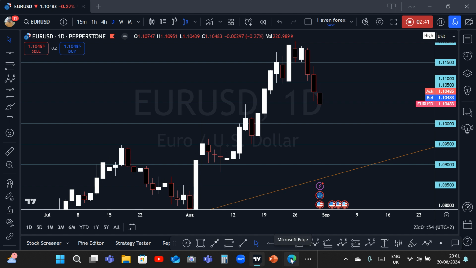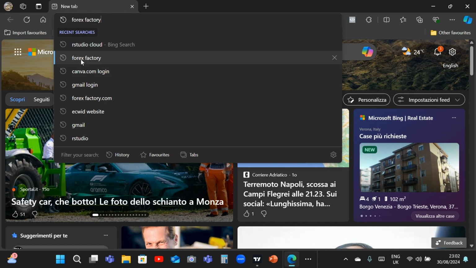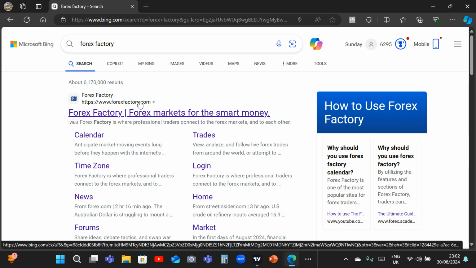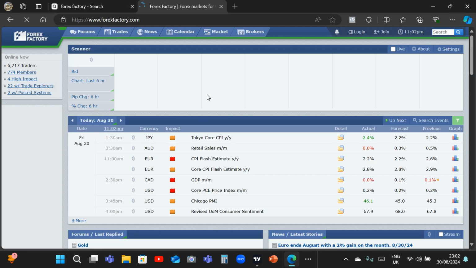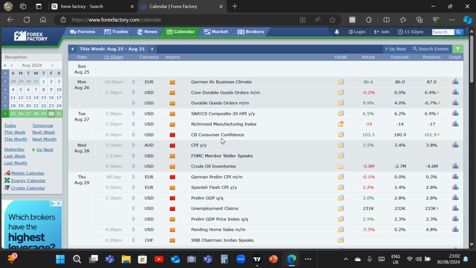All right. Now, how do you do that? Simply open your browser. From here, you search for Forex Factory. You will see forexfactory.com. Open it. Once you have opened it, you go to the top here where you see forum, trade, news, and calendar. Go to the calendar. So it's very important, guys. Go to the calendar button, and once you press it, this will open.